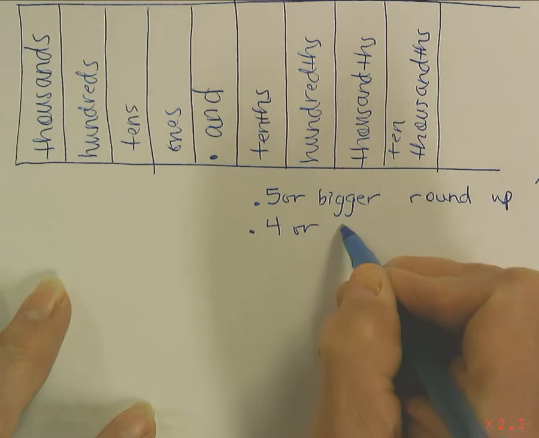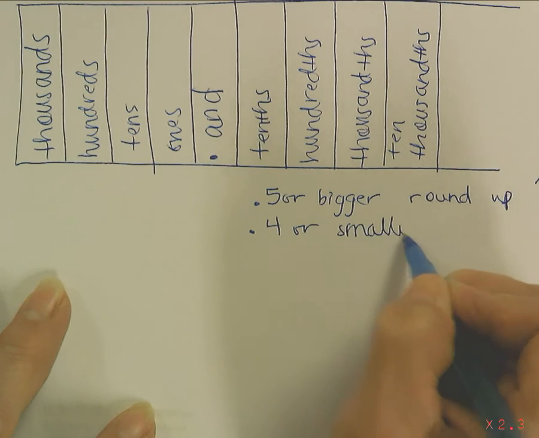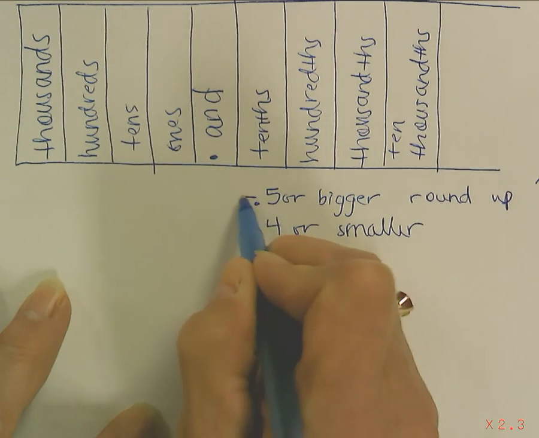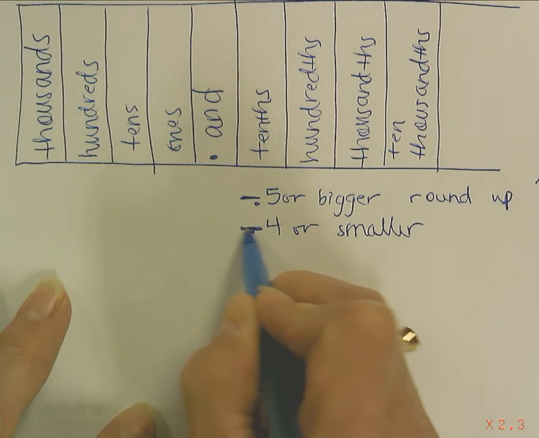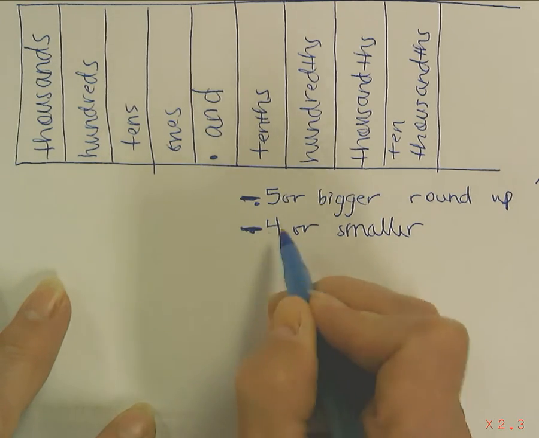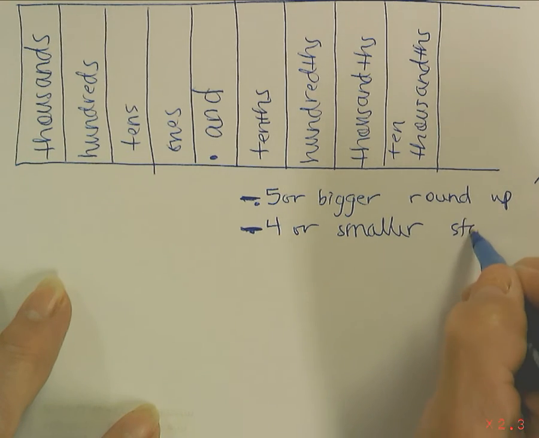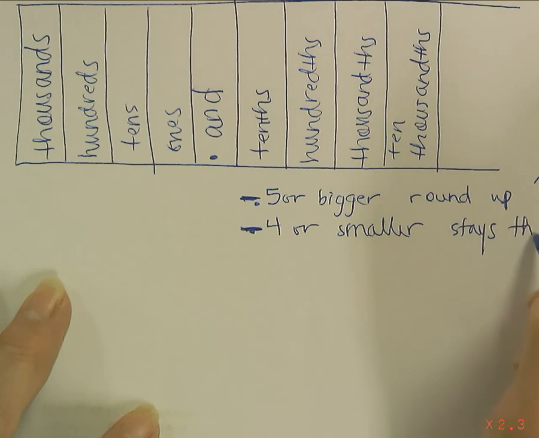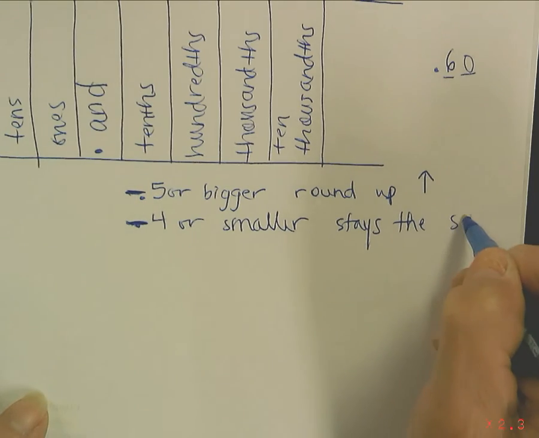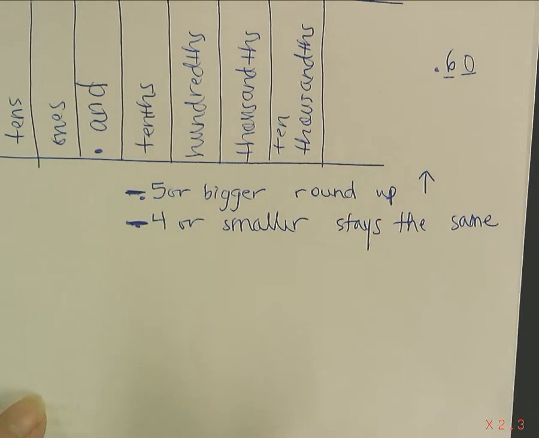4 or smaller. This is not a decimal. I don't know. This is like a little dash. Just some way to differentiate between your 2 rules. 4 or smaller stays the same. Those are the 2 rules.